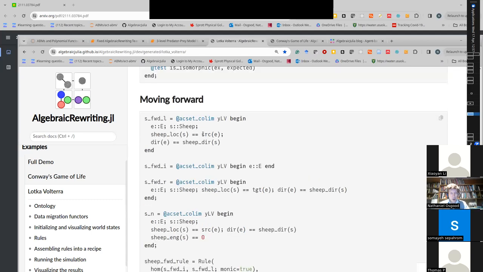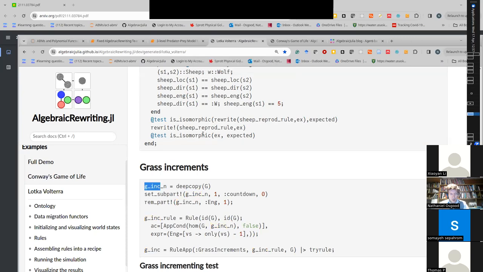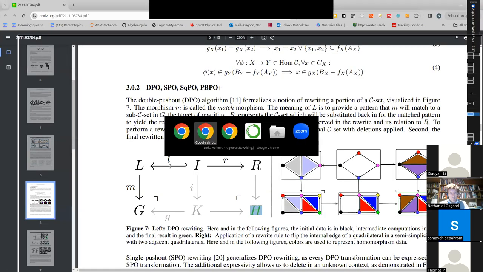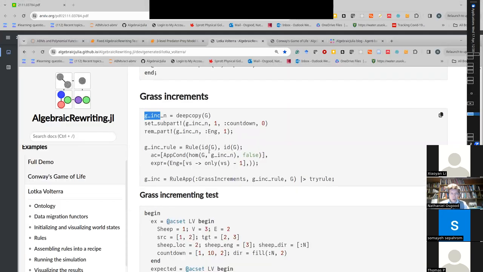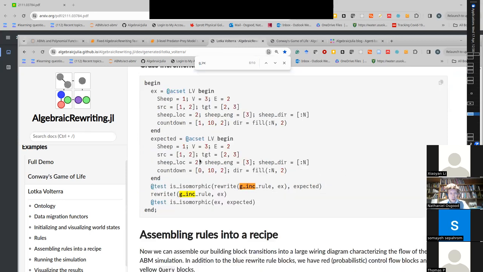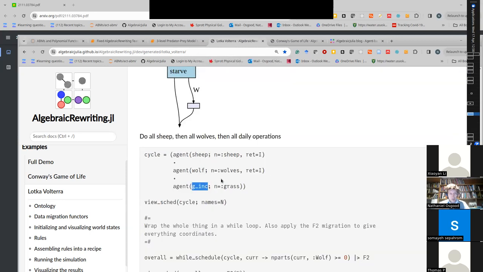So this G inc is, I think, basically grass incrementing. You know, we have grass here, grass here, ID between them, and grass here, ID between them. We basically say it automatically fires unless the grass is ready to eat, in which case it doesn't fire. And if it does fire, if the grass ain't ready to eat, we count down. So maybe it was at 30 and now it's 29, or maybe it was at 15 and now it's 14. That's what this G-inc does. And that's what I think is going on here.